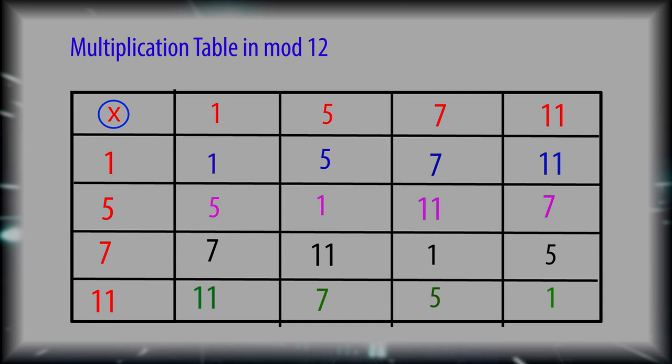If you look along 11, you will find 11 times 1 is 11. 11 times 5 is 55, a remainder of 7. 11 times 7, 77, gives us a remainder of 5. And 11 times 11, 121, gives us a remainder of 1. So our table is completed.